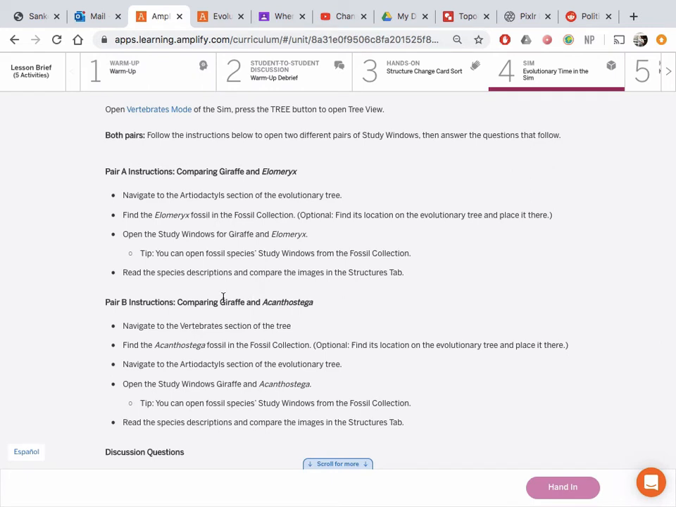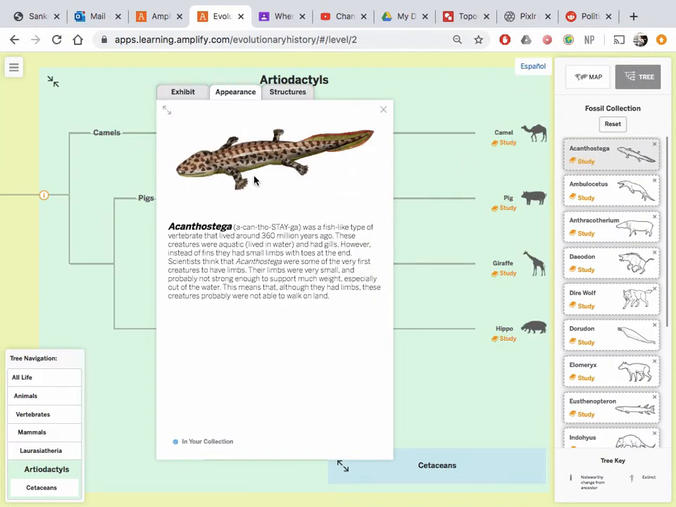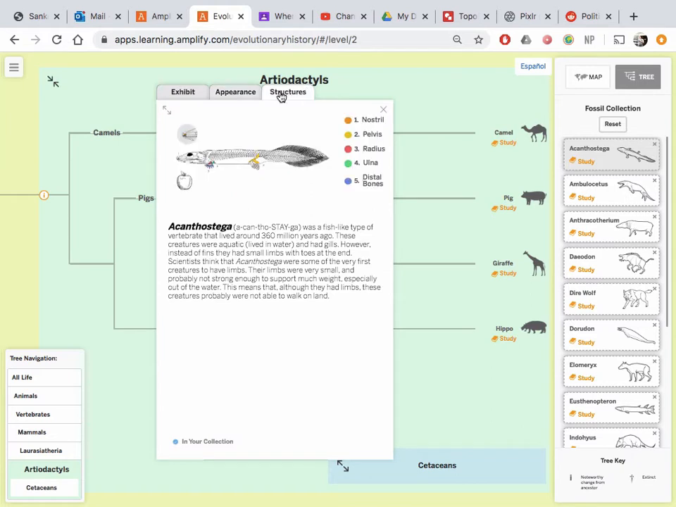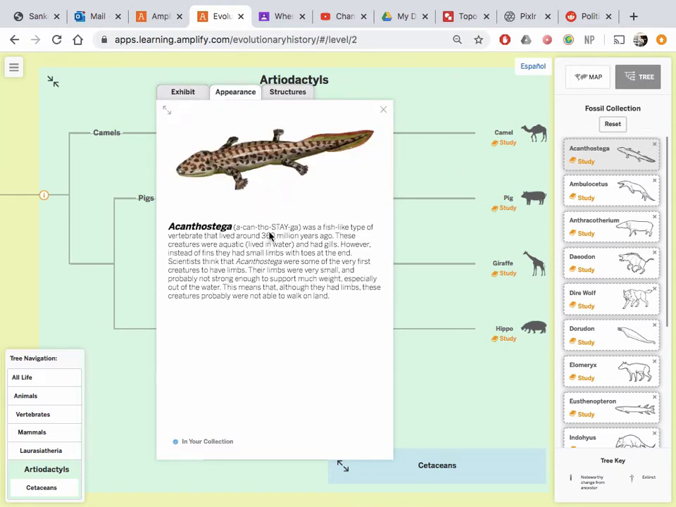And compare the giraffe and Acanthostega. Acanthostega. Now this is nothing like a giraffe. This is very old. This is, well, I shouldn't say nothing. This is barely similar to a giraffe. This is 360 million years ago. But it is related to a giraffe, and so is the Elomeryx. This one's a lot older, though.